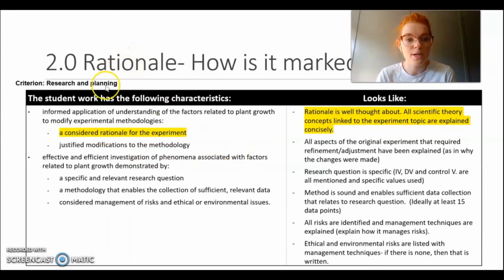Okay, so your rationale, a considered rationale. You need to have a well thought about rationale. All scientific theory and concepts are linked to the experiment topic and explained concisely. Remember, you have a word count. You cannot go over the word count. If you go over the word count, we stop reading. So if you reach 1,500 to 2,000 words and I've only got to your analysis, that's all I'm reading. I'm not going to read your conclusion and that will not work towards your mark. So you need to be really, really consistent and concise so that you do not go over your word count.